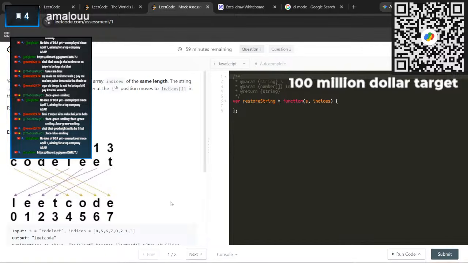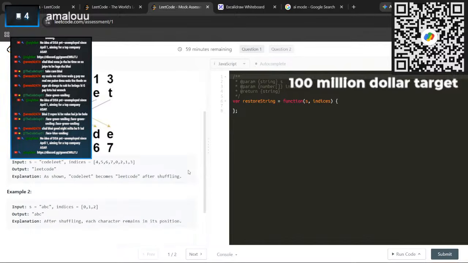How will you even name the indices? How are they taking the indices, man?